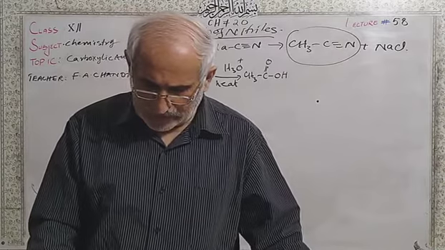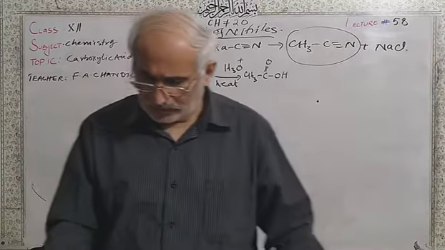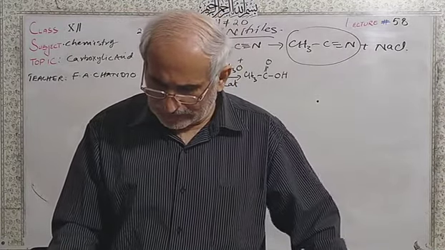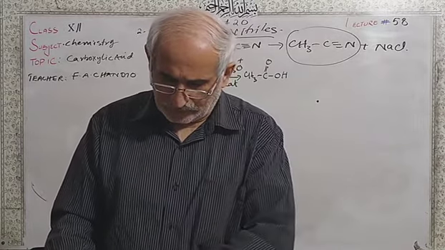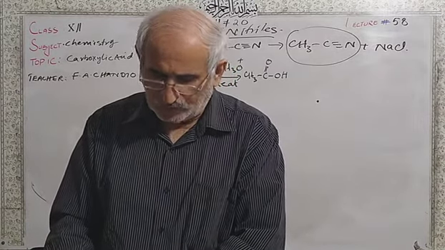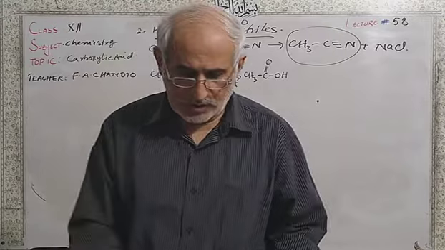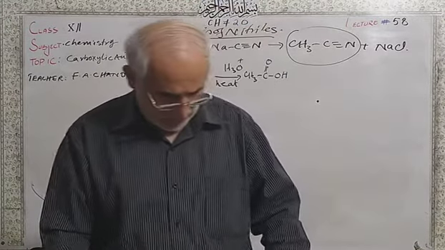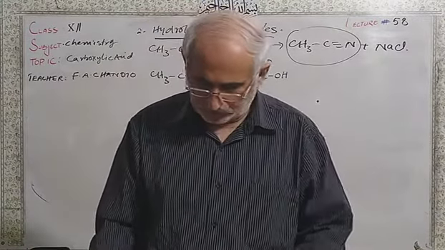Compounds having the cyanide group are called nitriles. Hydrolysis of the alkane nitriles by boiling with a mineral acid, I told you in the presence of acid, so you will get the carboxylic acids.